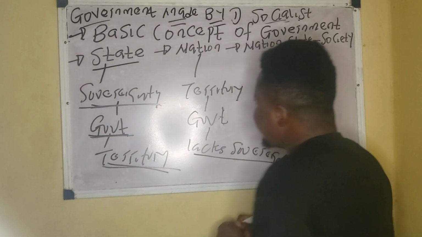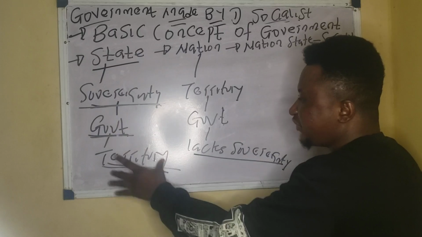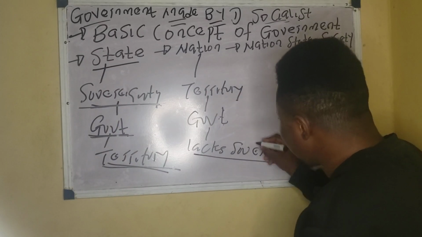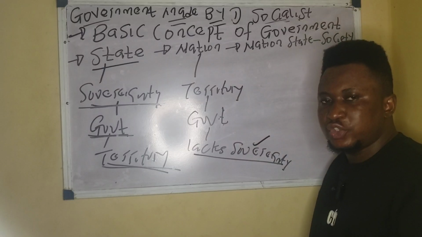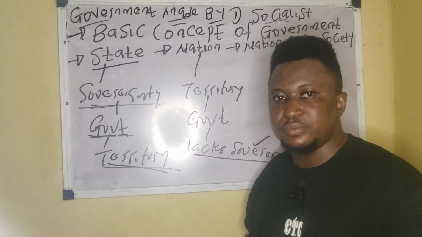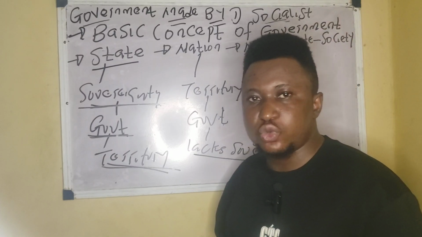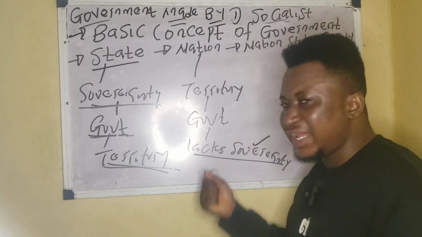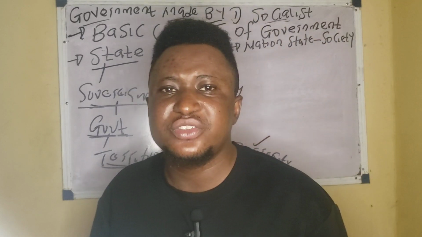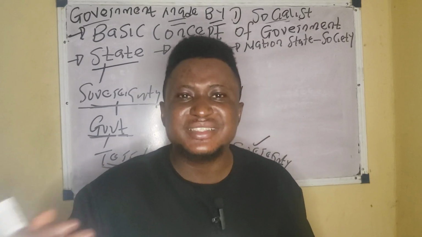So if you observe these three here, you see that a state has sovereignty, government, and territory. But the only thing a nation lacks is sovereignty. Sovereignty is the supreme power of a state to make and enforce law without any interference. So a nation lacks sovereignty, but a nation has territory. Whenever you hear the word territory, geographical territory, what do we mean? We are talking about the location where a state resides.